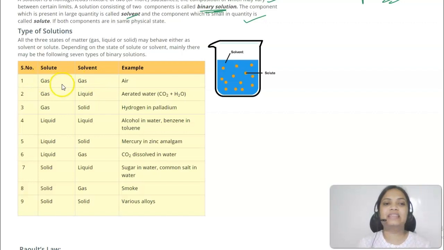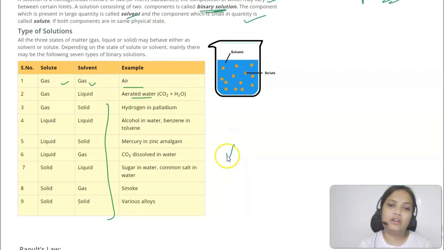Like here we can see gas in gas, which is air. Then gas and liquid, it's aerated water in which carbon dioxide is being dissolved in water. Similarly, we have different types of solutions, right? And we have dealt with different types of solutions in this chapter.